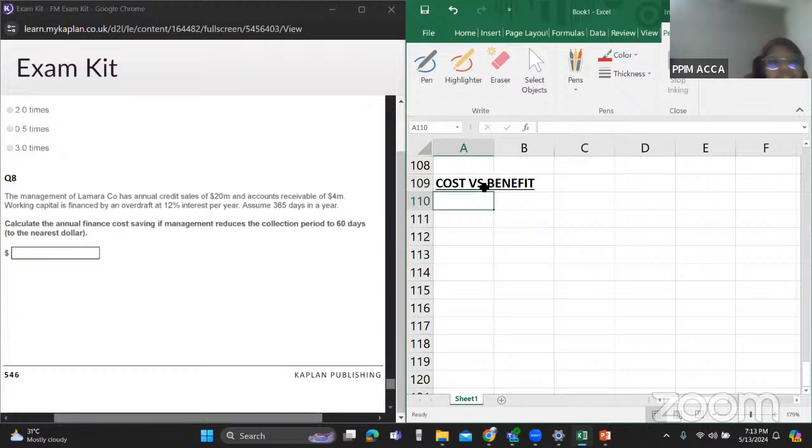Okay. So it's saying here, the management of Lamara company has annual credit sales of 20 million and accounts receivable of 4 million.